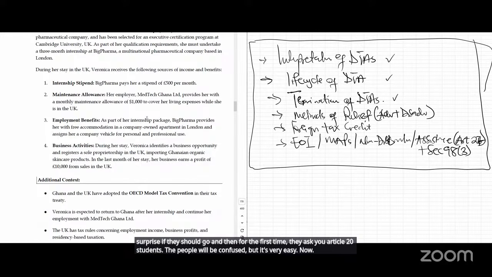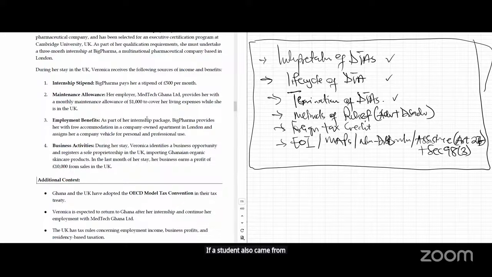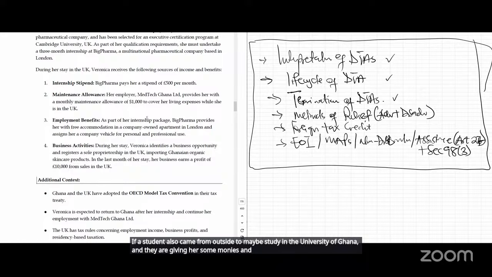Now, the rules of the Income Tax Act are also the same. If a student came from outside to maybe study in the University of Ghana and they are giving her some monies and some other things, Section 7 is completely exempt. Somebody studying under a bursary or a scholarship scheme under Section 7 is completely exempt from tax.